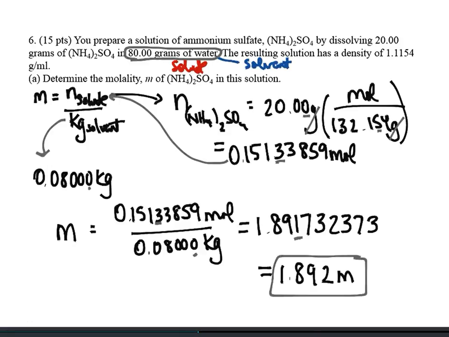Let's see. This is worth 5 points. You got a point for the molecular weight of ammonium sulfate. You got a point for dividing by the molecular weight of ammonium sulfate. You got a point for converting grams to kilograms here. You got a point for plugging numbers into this molality equation. And then you got a point for the answer. That should add up to 5.